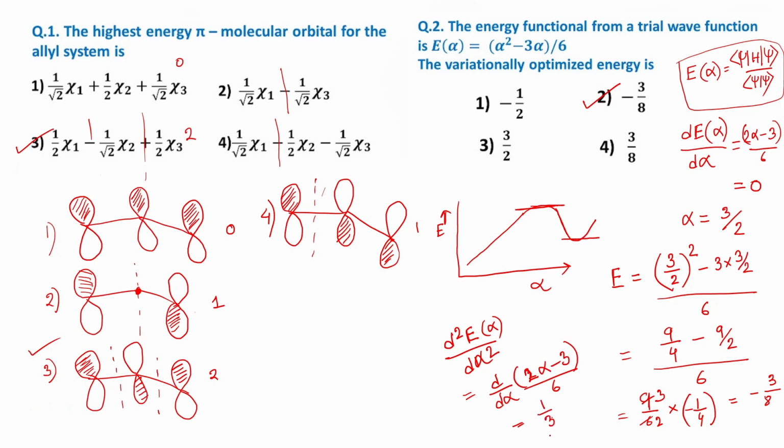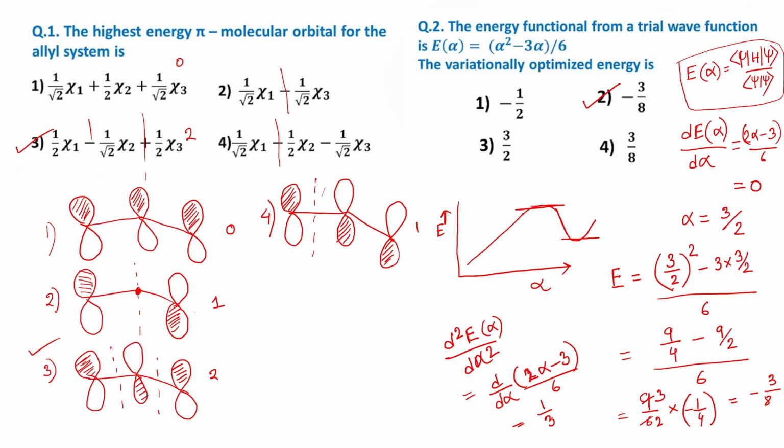I'm not getting 3 by 8. Just give me 1 minute. I'm just solving this. Sure. At which step are you? I did 9 by 4 minus 9 by 2 divided by 6. Then I did cross multiplication: 9 into 2, 18, minus 9 into 4, 36, divided by 8.